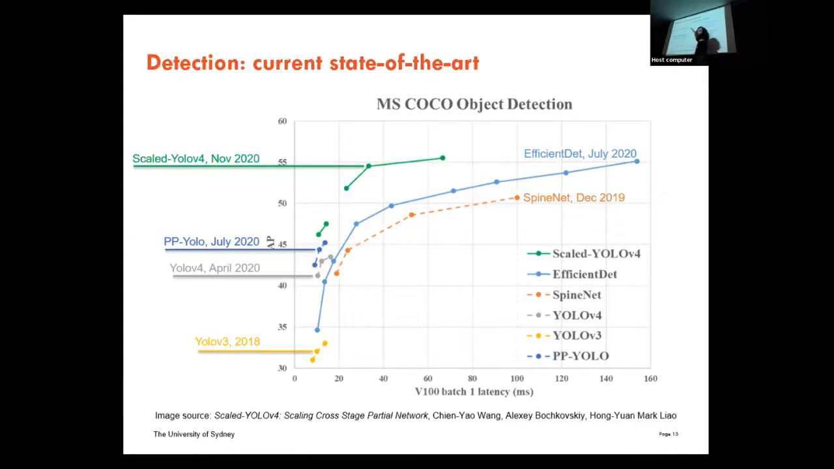Ideally, we want to push to the top left. That would give us the highest performance and the best speed. But you know, there are constraints like the size of the network that will tend to slow you down.